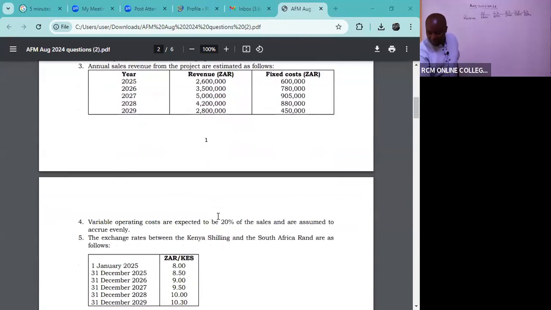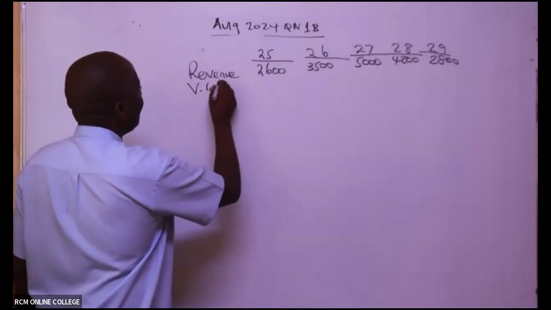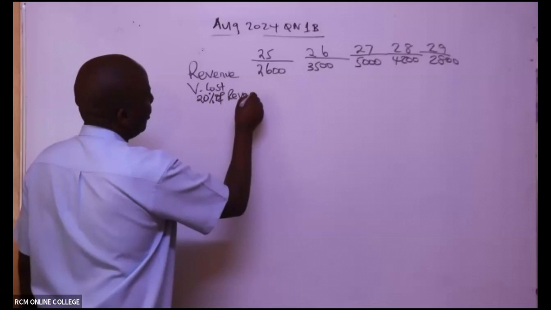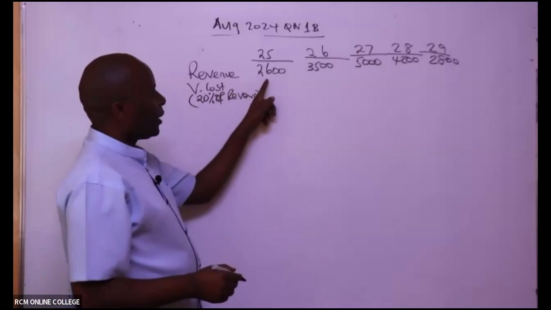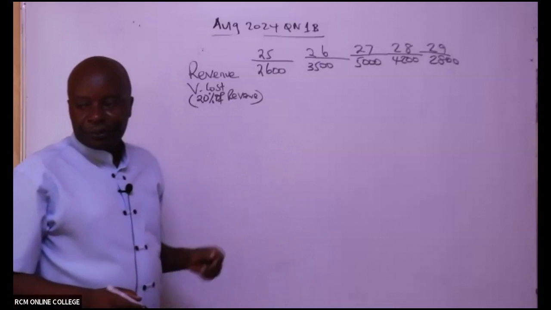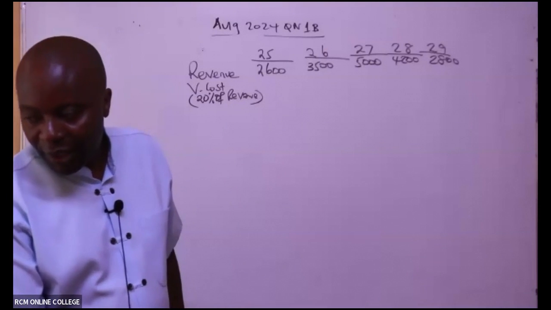Yeah, so from there, we are given that variable operating costs are expected to be 20% of the sales and are assumed to accrue evenly. So variable costs are 20% of revenue. If it is year 2025, you take 20% of 2600. Give me a figure. Is there somebody who can give me this figure?